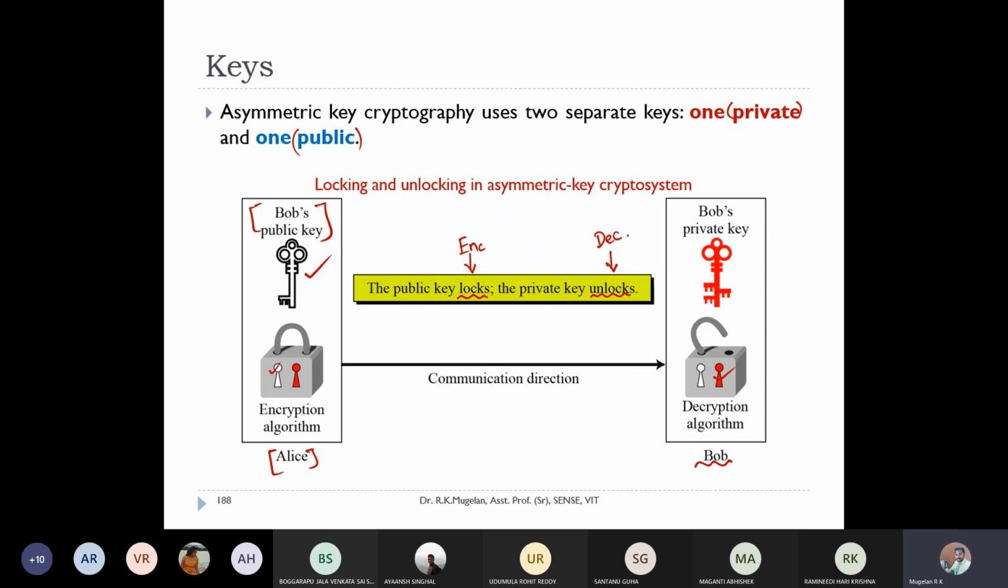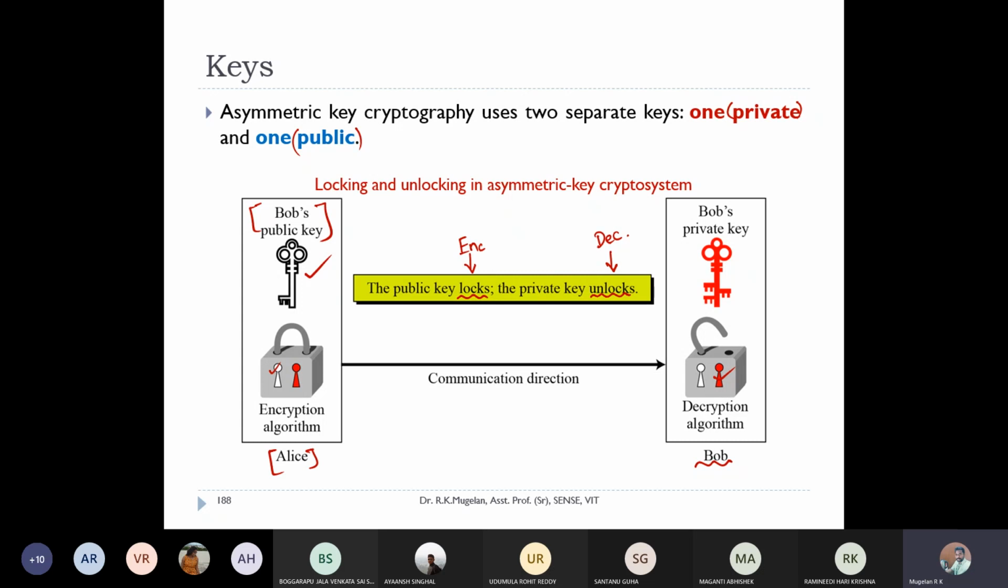Both public and private key belong to the same person, with some mathematical background relationship between the public key and private key, but they are two different keys, right? This is how it is different from our symmetric cryptographic system, where you use the same key for both encryption and decryption process.